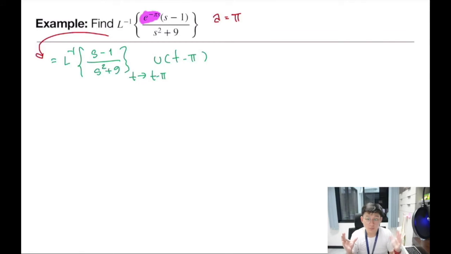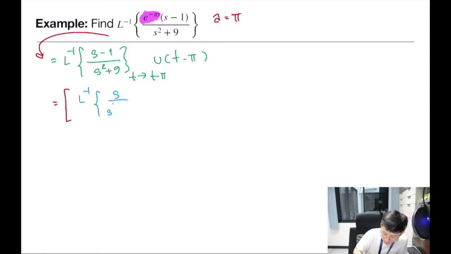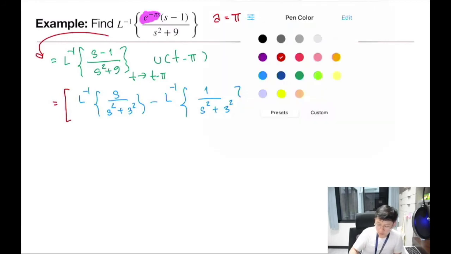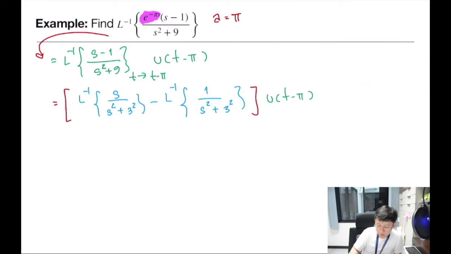It's a standard procedure. Okay, so now you need to deal with this Laplace transform. So let me use the big bracket here. So I will get L inverse of s divided by s squared plus 3 squared, minus L inverse of 1 over s squared plus 3 squared, right? And then you still have u of t minus pi.